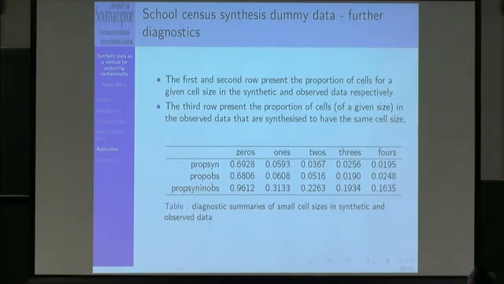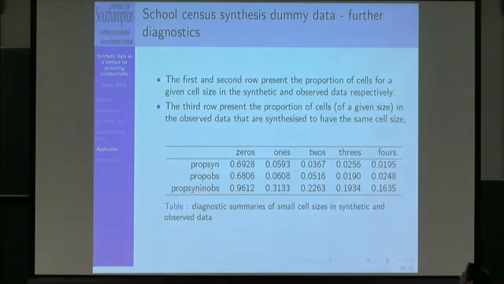The first and second rows present the proportion of cells for a given cell size in the synthetic and observed data, respectively. We can see, for example, that there's lots of zeros in this synthetic data because there's so many cells, and there's not that many people relative to the number of cells. So 68% of cells were zero in the observed data, 69% were zero in the synthetic. And you can see profiles going across for the other cells. They're not always the same. They're not going to be the same, but they're not too far off either.